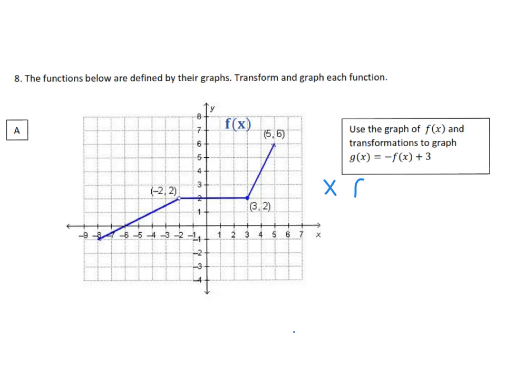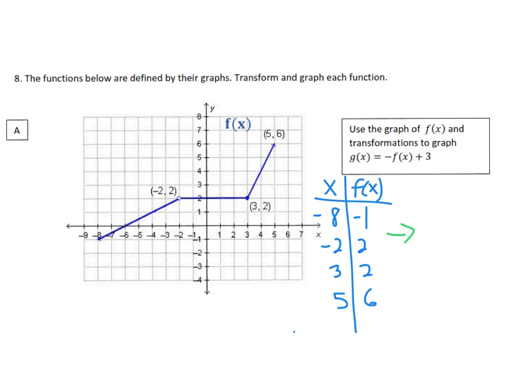So let's look at x, f of x. And what does this graph look like? Well, I have these following points. I have -8, -1. I have -2, 2. I have 3, 2. And I have the point 5, 6. And I'm going to transform this graph by doing two things. One, I'm going to invert it, and then I'm going to add 3 to it. So this graph is going to be flipped over the x-axis and then shifted up by 3 units. And so our new function is going to be g of x.